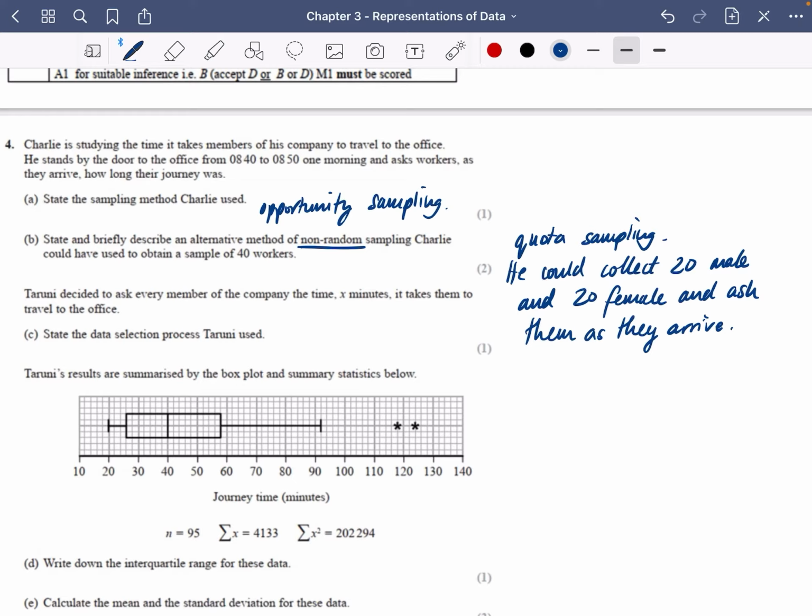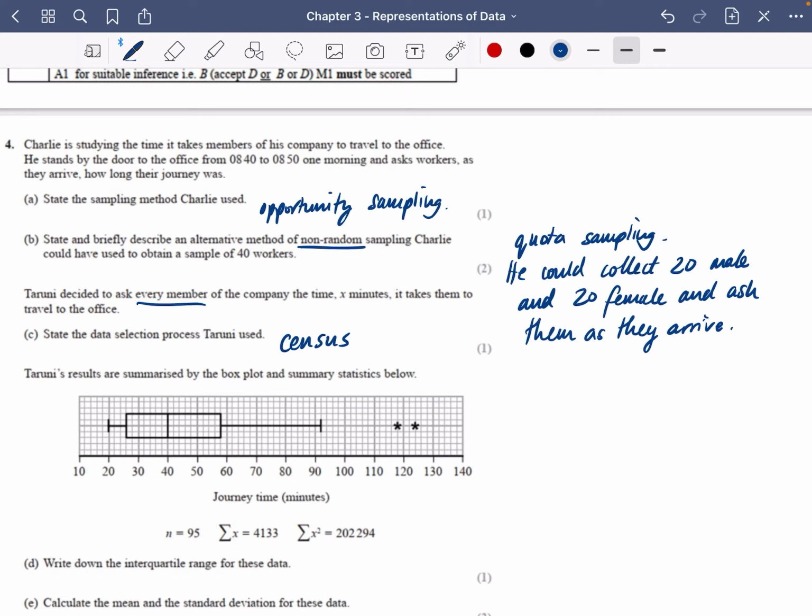So then it says, Taruni decided to ask every member of the company the time, X minutes, it takes them to travel to the office. State the data selection process that Taruni used. So she's going to ask every member of the company. Well, if you're asking every member, this is going to be a census rather than a sample.